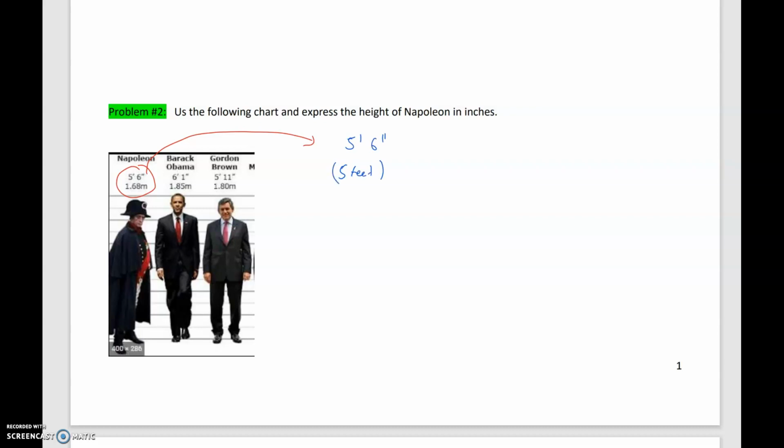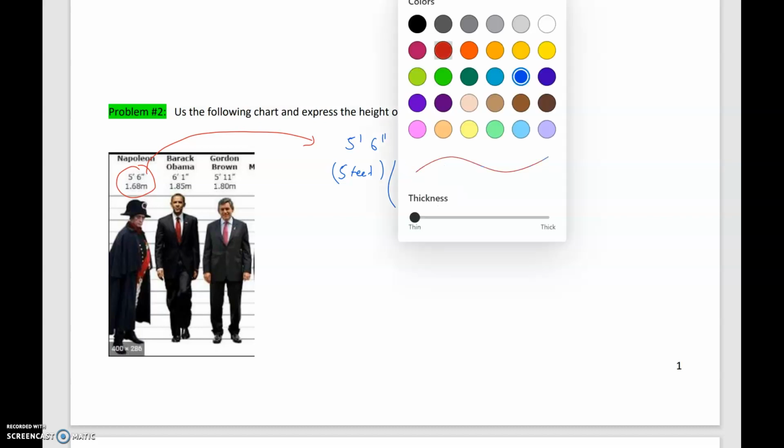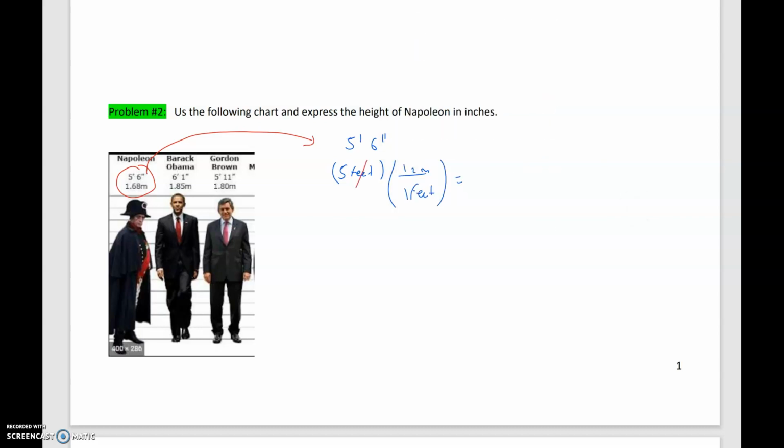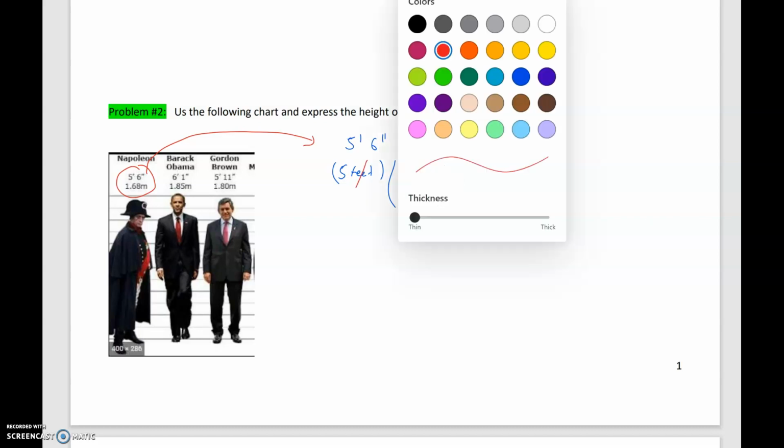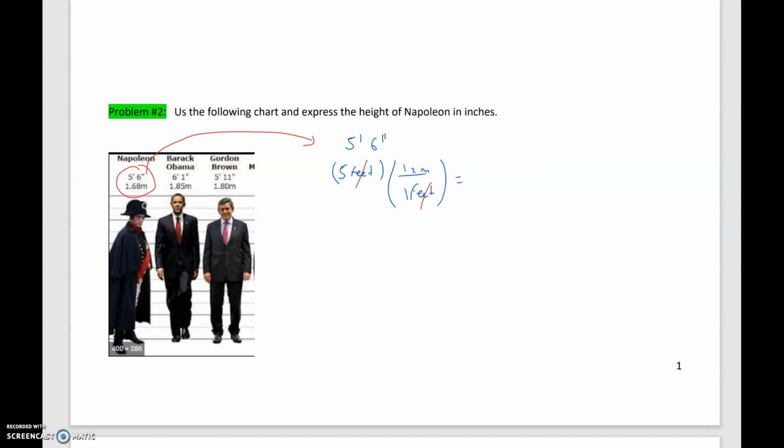And once again, I'm going to make a proportion. 1 foot is equivalent to 12 inches. And the cancellation is going to occur here. The feet cancel. So we're left with the values of 5 times the values of 12. That would be inches. So that's going to be a 0. You carry 1. This is going to be 60.